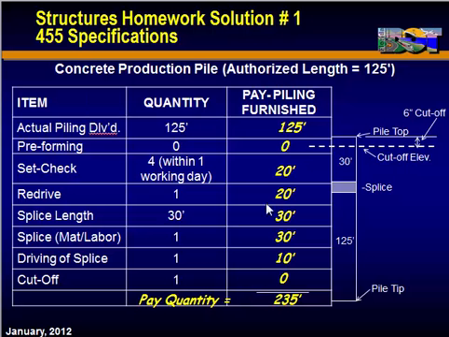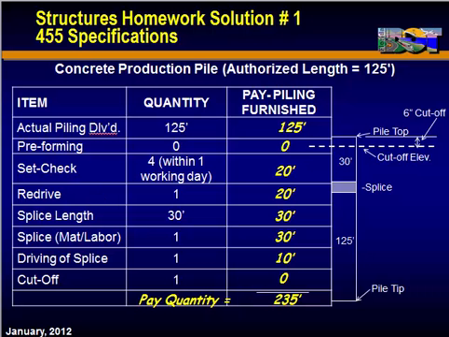The splice length, in this instance, we had to drive it further than what the authorized length was, so we're going to pay for a splice, 30 feet. The material and the labor for the splice is going to be 30 feet, and the driving of the splice is going to be 10 feet. Cutoff, we never pay for cutoff, so always remember that that's 0 as of 2012. So our total pay quantity is going to be everything combined, and that contractor is going to receive 235 linear feet payment of pile for all these events that took place for this pile.